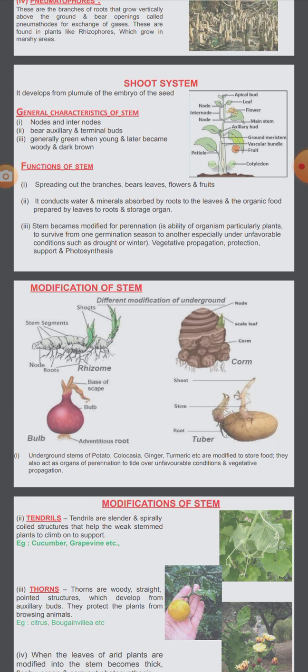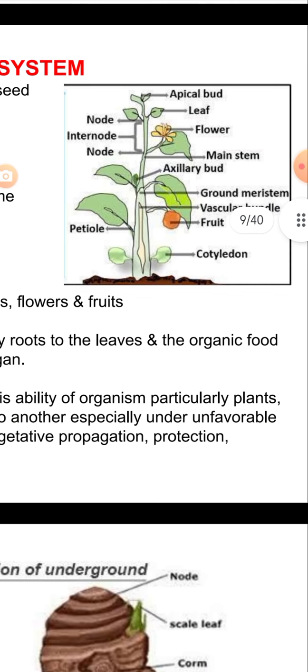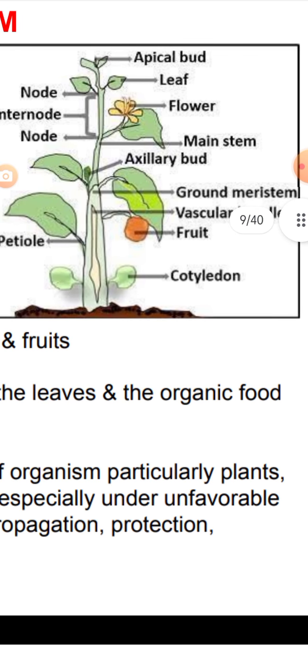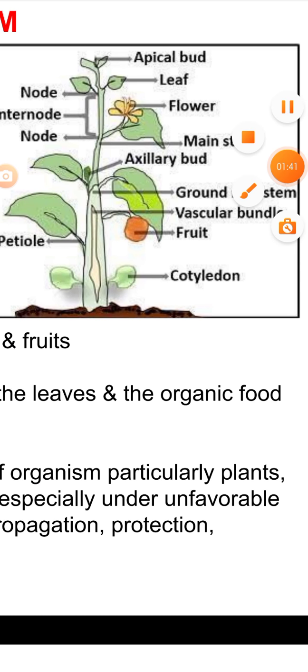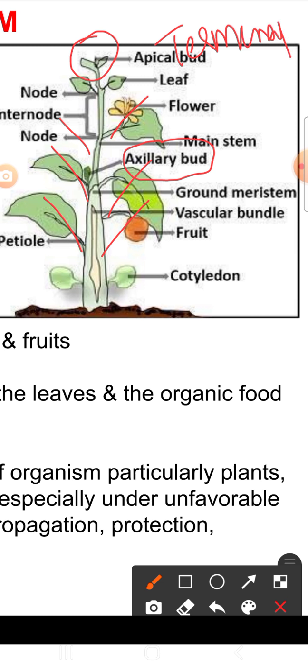Other than that, on the shoots we can also find axillary buds and terminal buds. Axillary buds are those developed on the lateral sides of the stem or of the branch. A terminal bud, or apical bud, is always formed at the tip of the plant body.